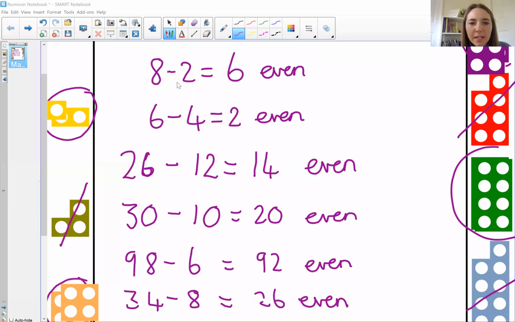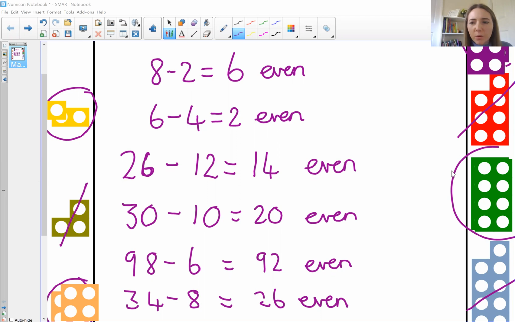Okay, have you had a go at investigating that? What did you find out? I found that every time I subtracted an even number from another even number, I always ended up with an even number again. Did you find the same? If you didn't, go back and just double check that you got your answers definitely correct, because I definitely found that out. Now let's have a look, because we need to try and answer why.